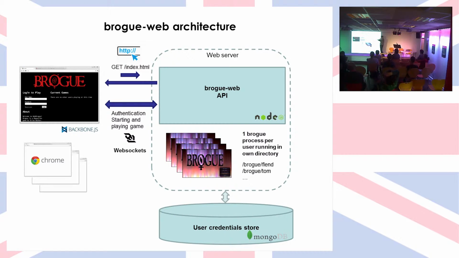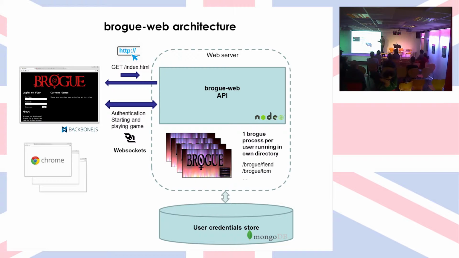On the web server side, you've got a program that deals with the web-facing part, written in a language called Node.js, which is a server-side version of JavaScript. How does Brogue get involved in this? Well, it's very simple, actually. This system runs one copy of Brogue for every player who's logged in, in a separate directory on the server.